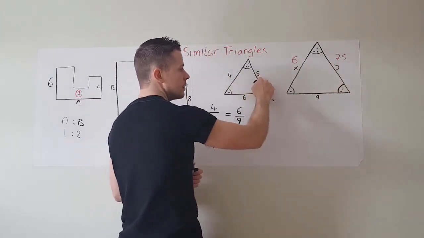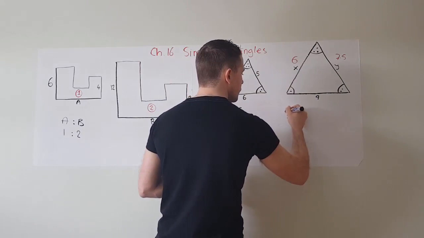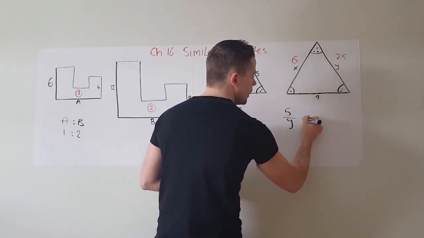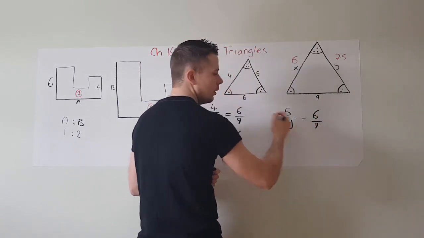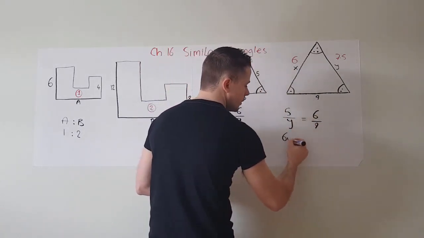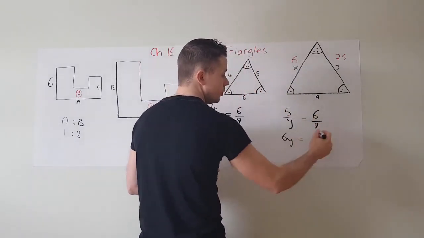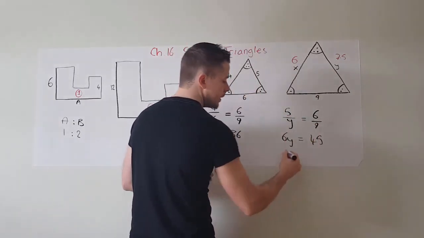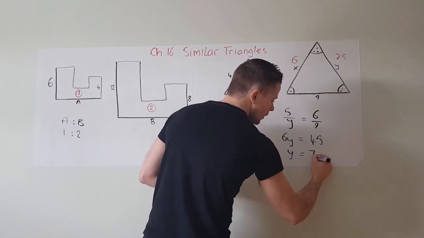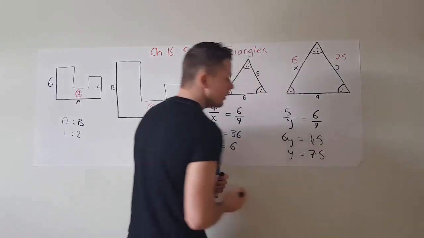Alright, so we'll go for the smaller triangle first. So 5 all over y is equal to 6 all over 9. Cross multiply. 6y is equal to 45. Divide both sides by 6. Y then is equal to 7.5.